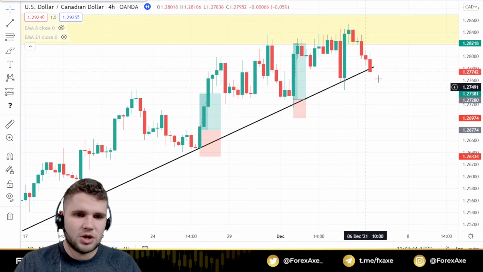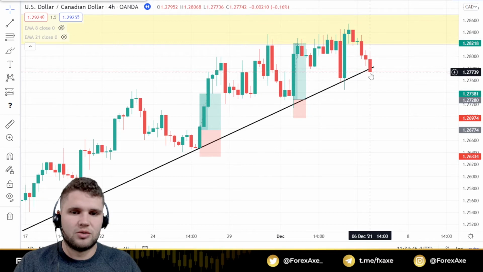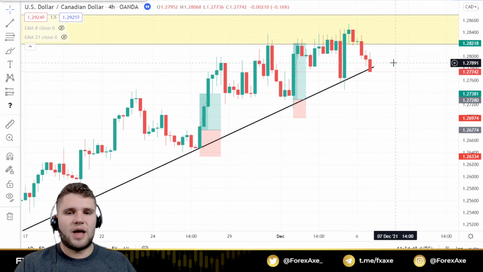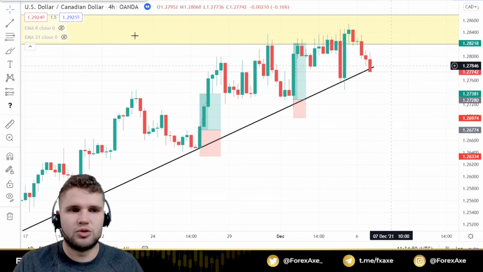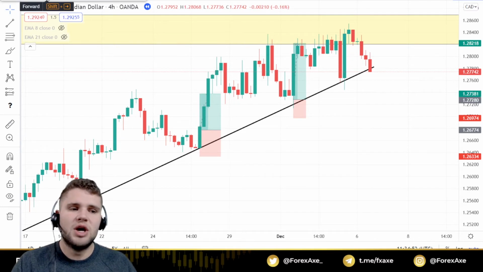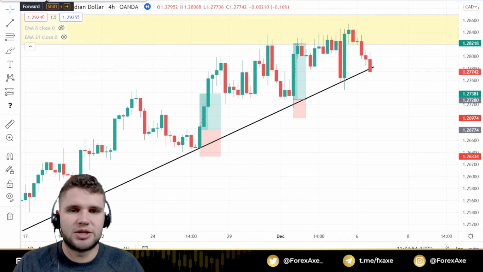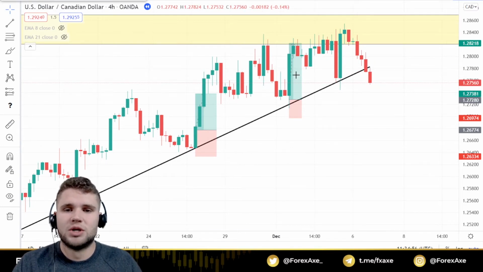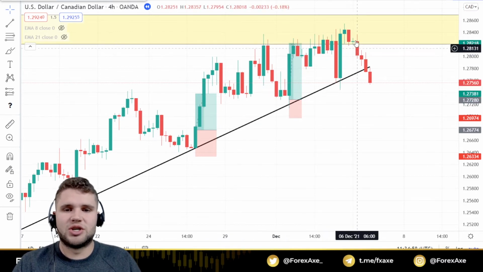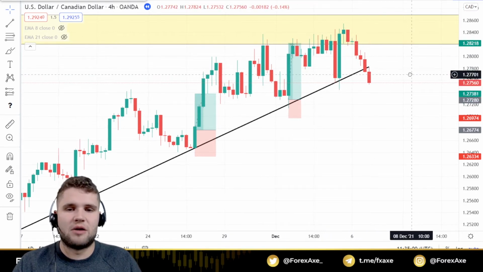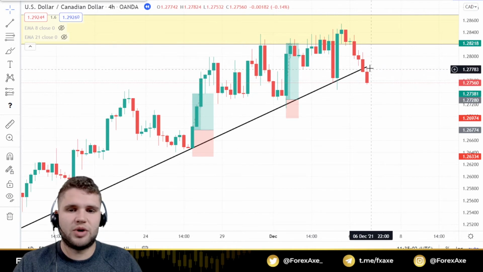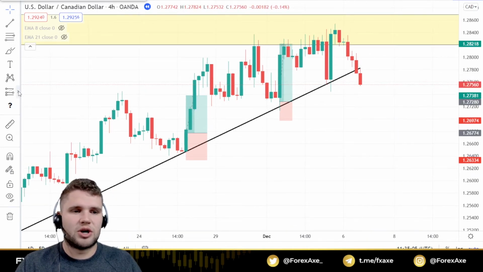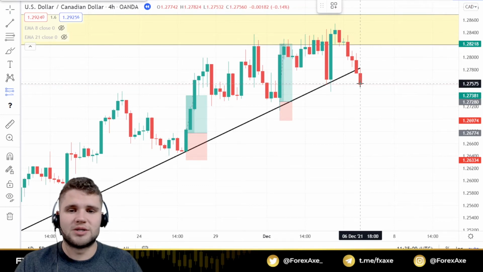Now, we have seen a close below this level. So now we are anticipating a potential reversal. However, it may be a little bit too early to enter this market right now. Okay, now we have seen a series of bearish candles to the downside. We've seen a break of this trend line. So this is another way you can use trend lines.